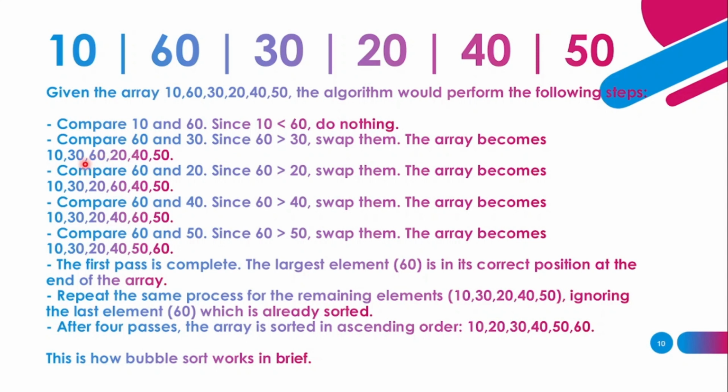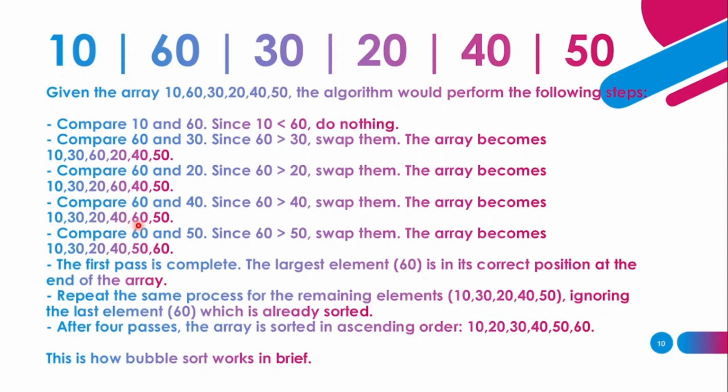Now the next two elements are compared. 60 and 20: are they in ascending order? No, they are not, so we need to swap them. The array becomes 10, 30, 20, 60. Again, we compare the next two elements, 60 and 40. Since 60 is greater than 40, we swap them, and now the array looks like this.